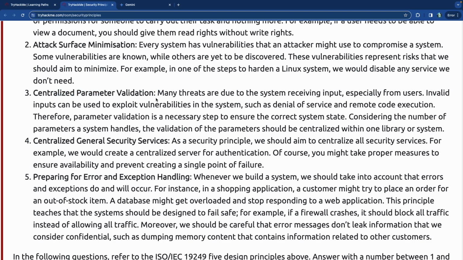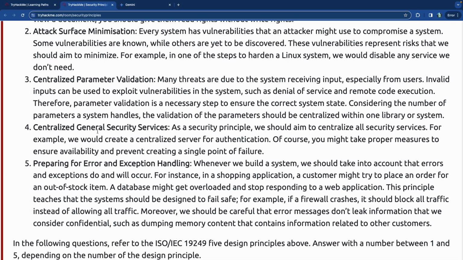Centralized parameter validation. Many threats are due to the system receiving input, especially from users. Invalid inputs can be used to exploit vulnerabilities in the system, such as denial of service and remote code execution. Therefore, parameter validation is a necessary step to ensure the correct system state. Considering the number of parameters a system handles, the validation of the parameters should be centralized within one library or system.